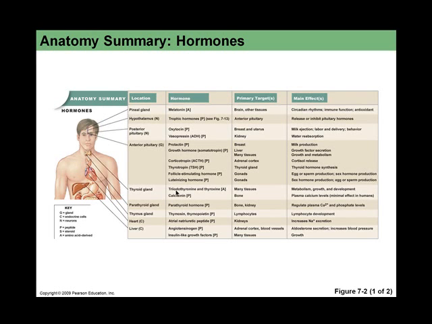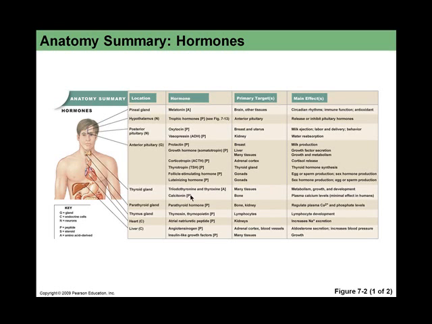The thyroid gland: triiodothyronine, I think I pronounced it a little better there, and thyroxine. This is an amine type of a molecule, a modified amino acid. The targets are distributed in many tissues, and there's an impact in general on metabolism, growth, and development.